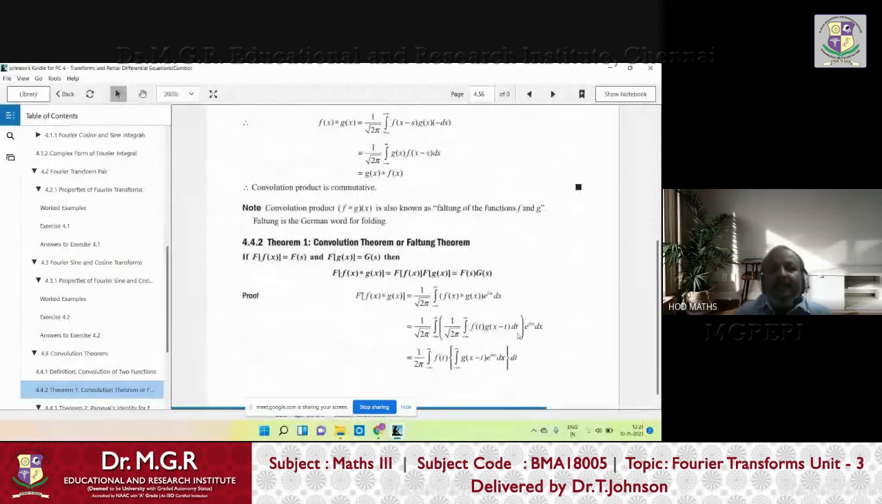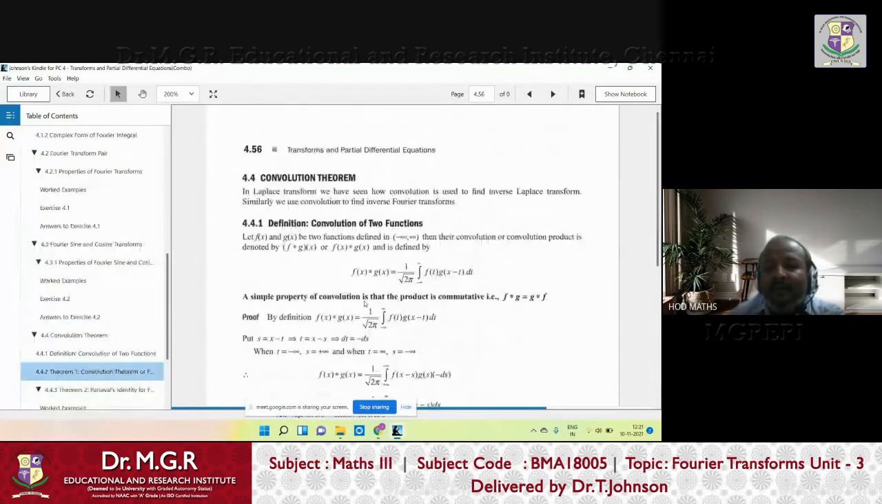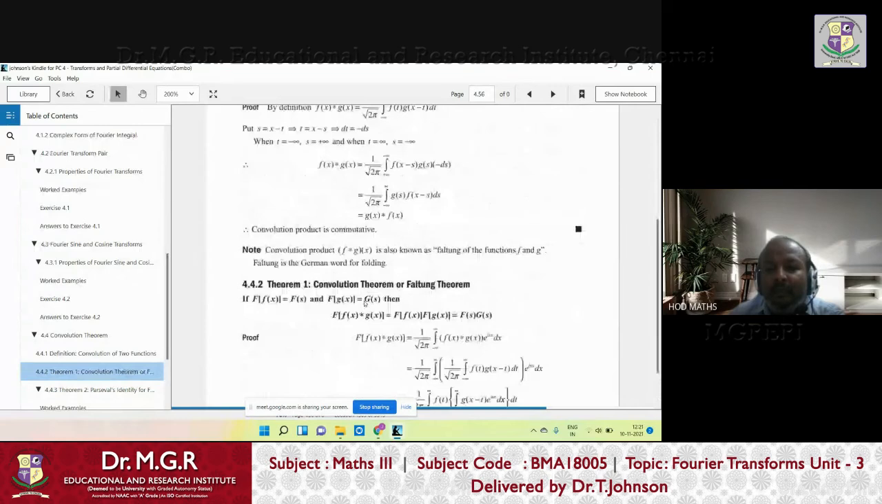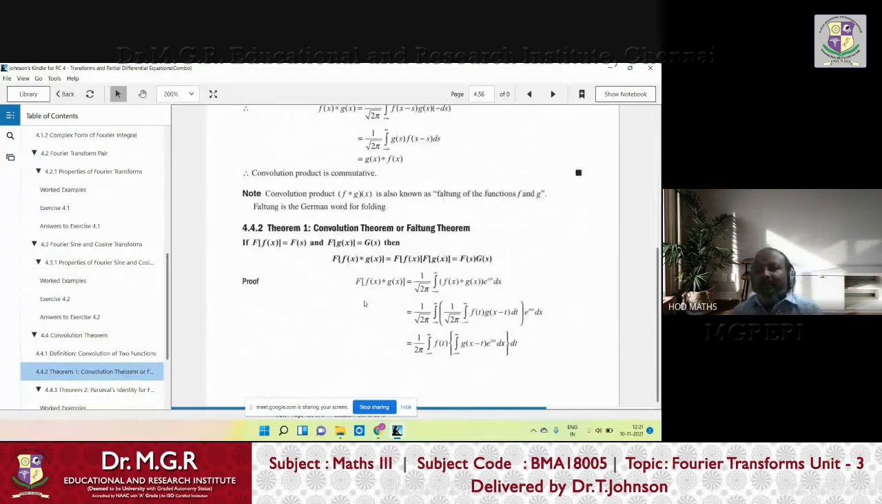So what is the meaning? Even the product of two functions is commutative in the convolution product, right? So now we come to the convolution theorem, where we apply the convolution property. But why do we need this theorem? This is also called the Faltung theorem. Why do we need this theorem?